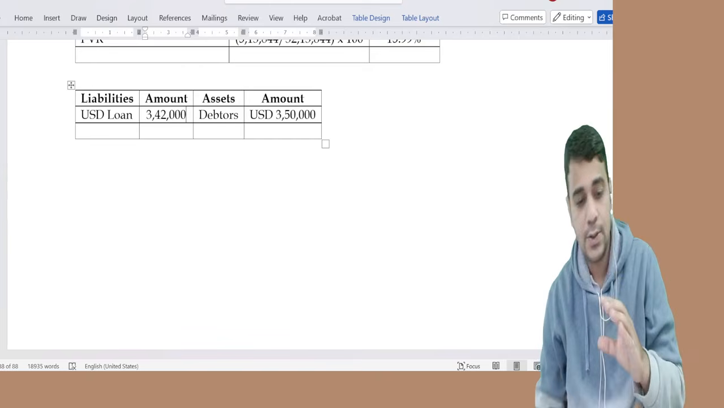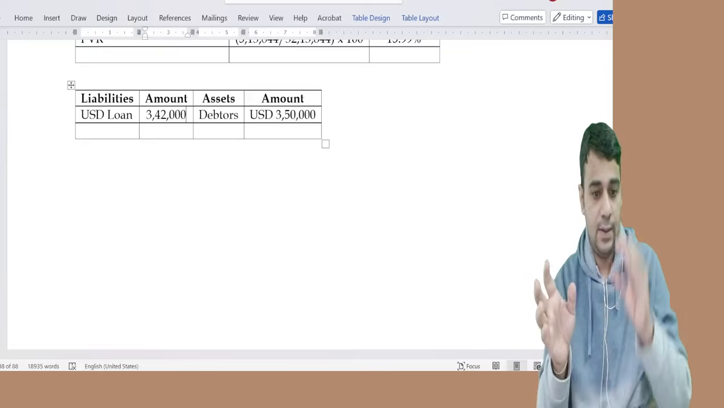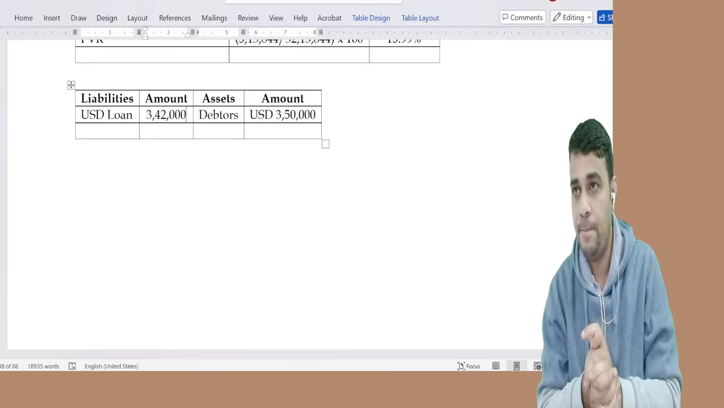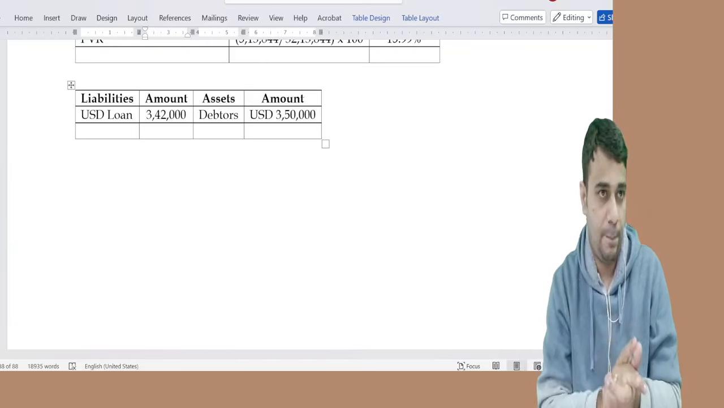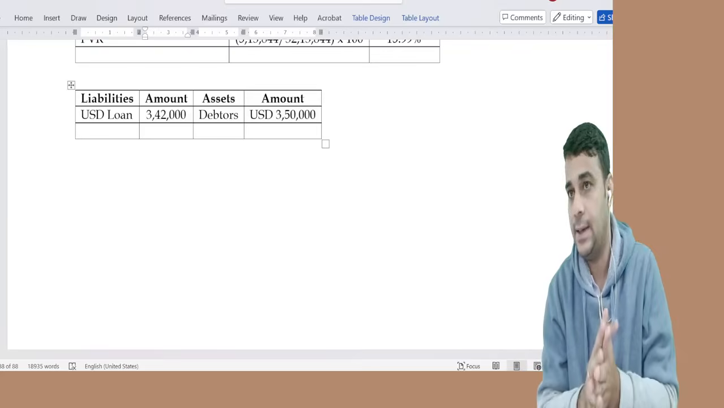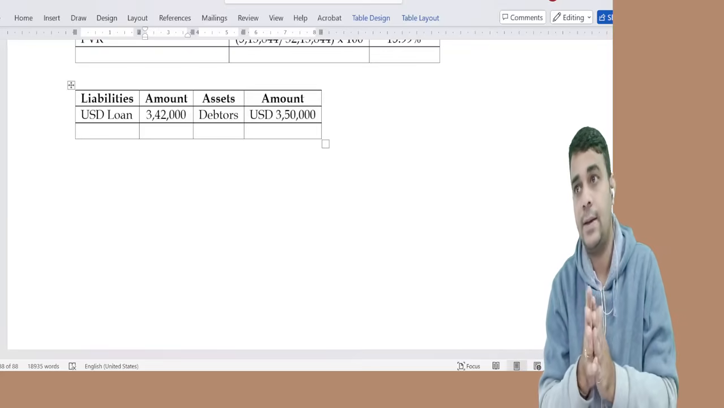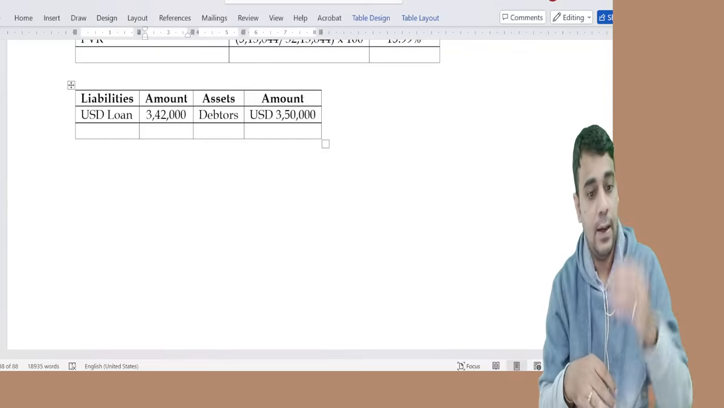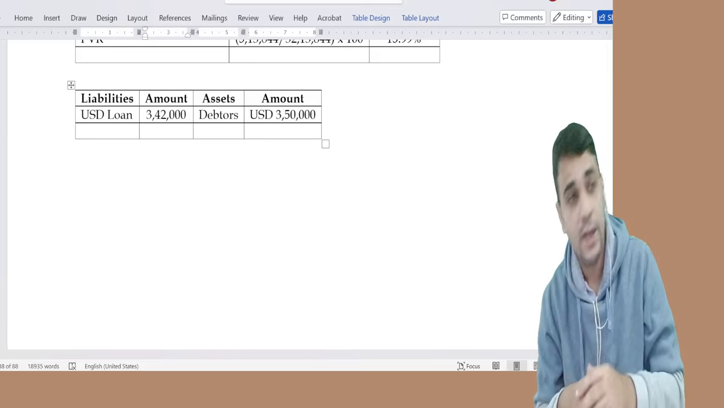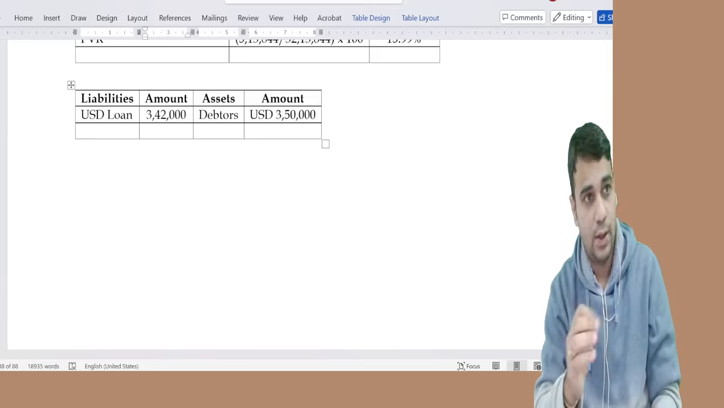What is 342 on the last day? This 342 will become 350. The customer will give me 350. I will use this 350 to repay the loan. I am not impacted by currency. What am I doing? You have 3,50,000. I take a loan of 342, 332, whatever it is. What rate will we decide?